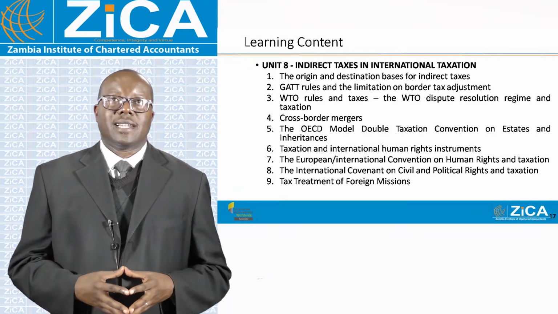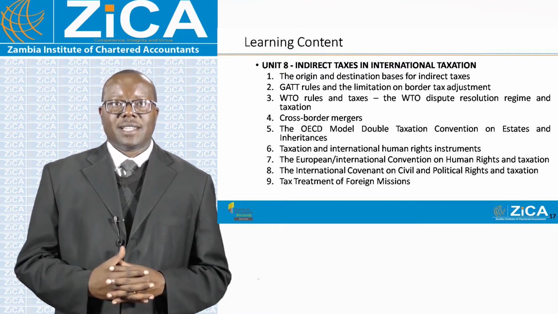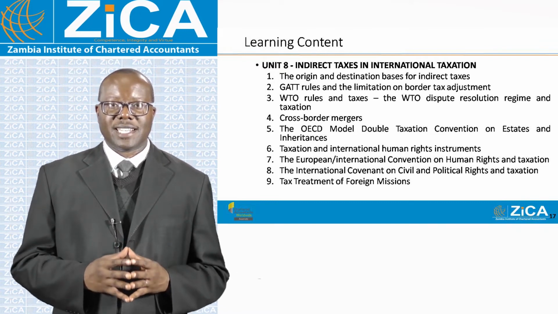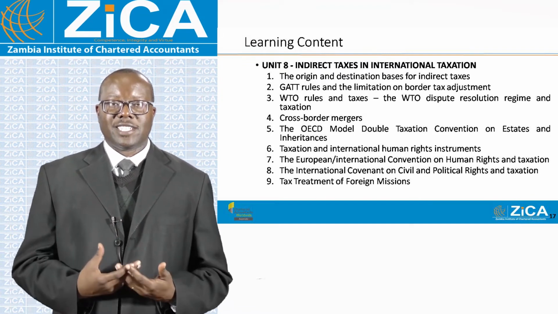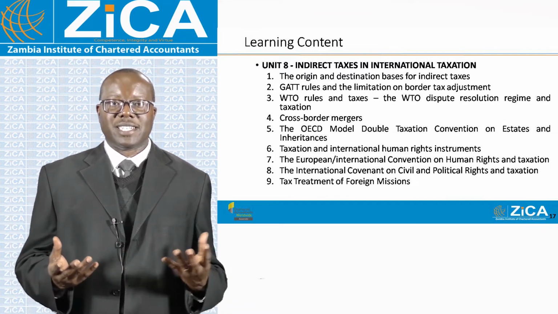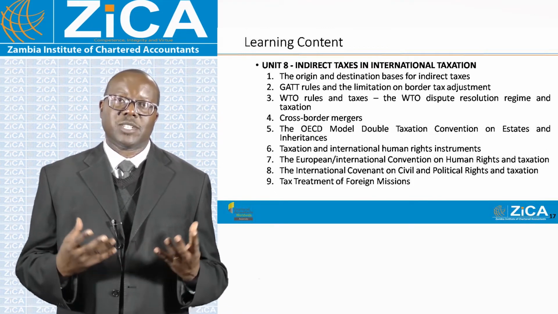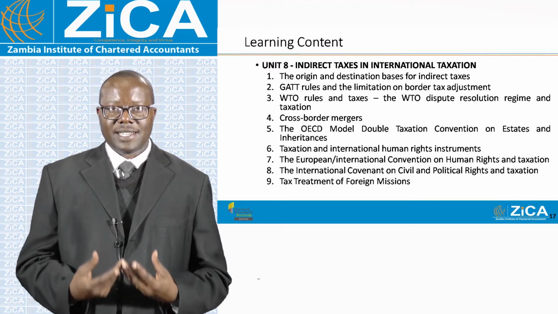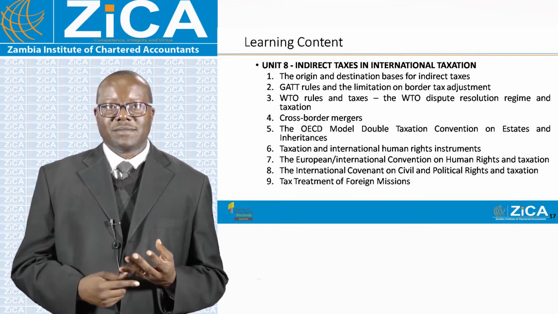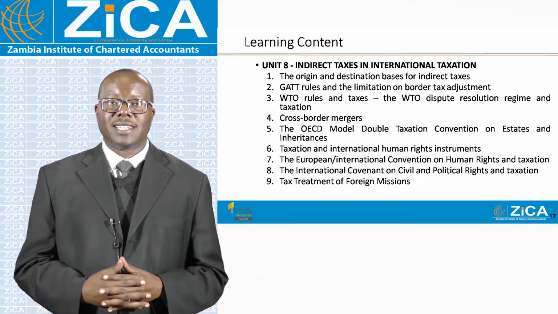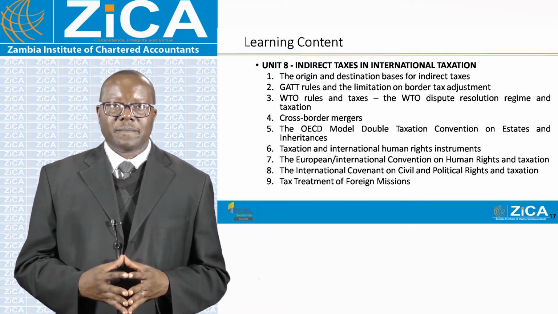Unit 8. Indirect taxes in international taxation. Indirect taxes are those taxes which are not imposed directly on the income or on the gains. These taxes by nature arise as a result of expenditure. As taxable persons spend on goods and services which are taxable, the indirect taxes are paid. They are part of the prices paid for these services and goods to which the indirect taxes apply, such as value-added tax. What are the elements under Unit 8?